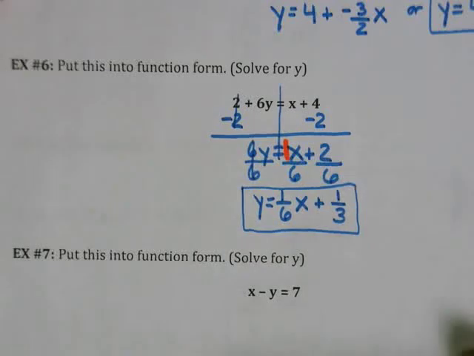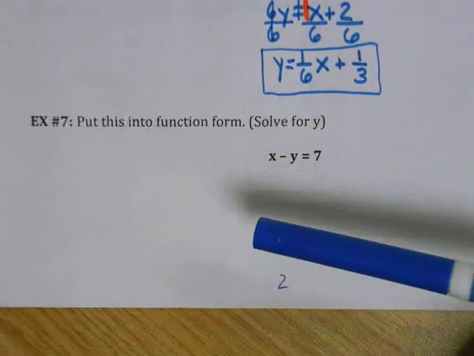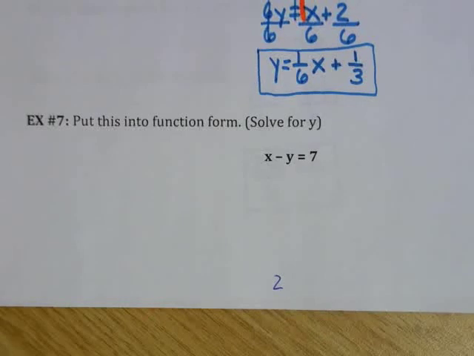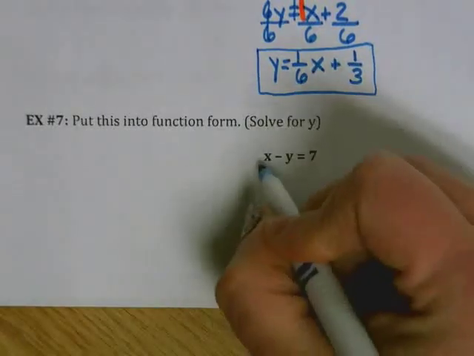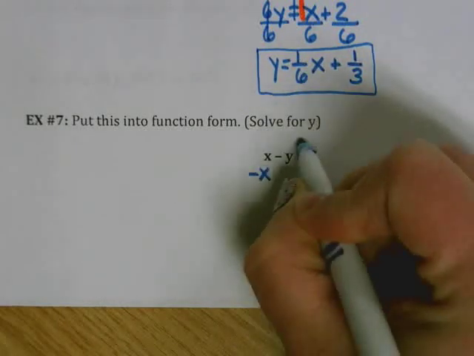Okay, and then last one here, and then I'm going to have you try some on your own. This one's example 7. This guy looks easier, at least it's got smaller numbers. We're going to put this into function form. We're going to solve this one for y. So how would we get our y by itself here? Let's see. Get rid of the x by subtracting x.